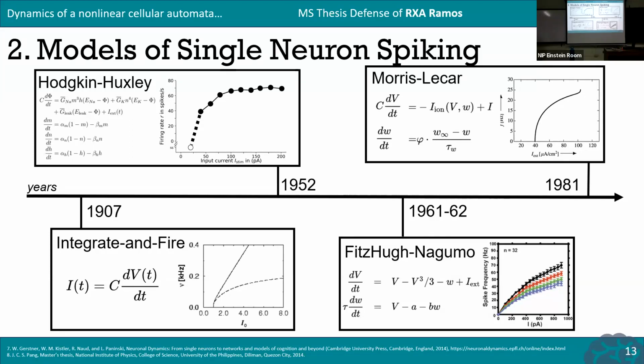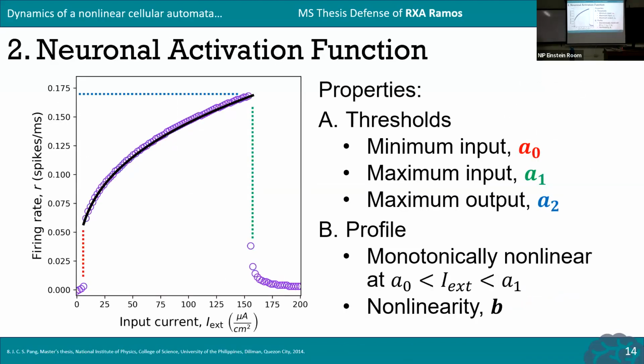The later models, the FitzHugh-Nagumo and Morris-Lecar models, are just derivatives of HH, wherein they want to simplify the four ODEs into a fewer number of differential equations for specific applications. But what is common to all of these single neuron spiking models is the profile, or the properties, of the neuronal activation function. Common to all of them are the thresholds: the minimum input needed, A sub 0, and a maximum input, A sub 1.